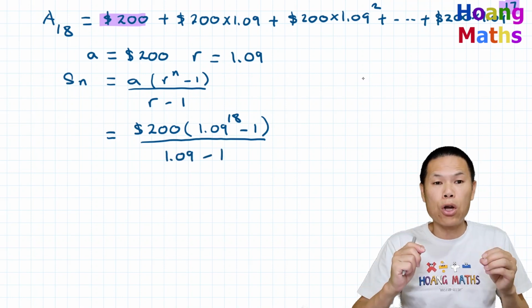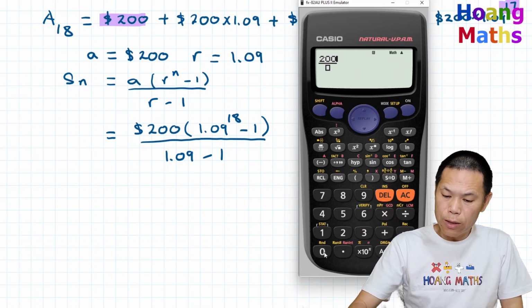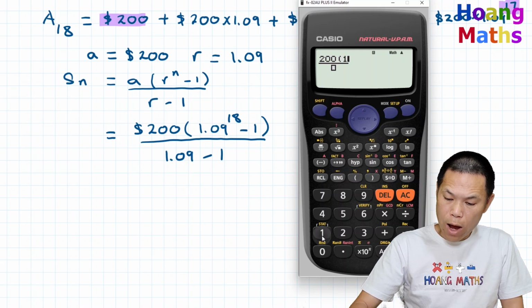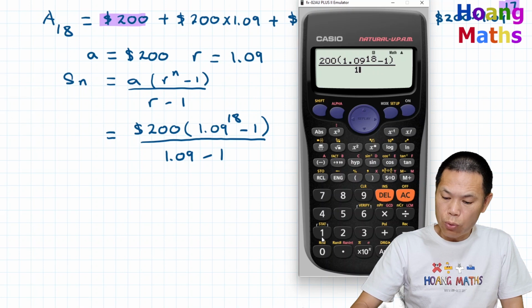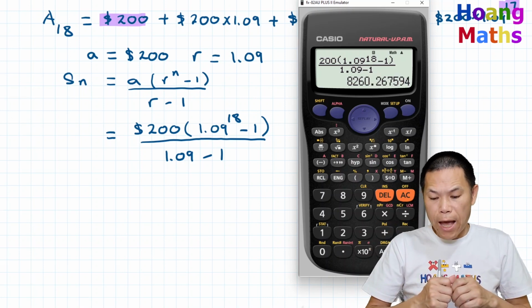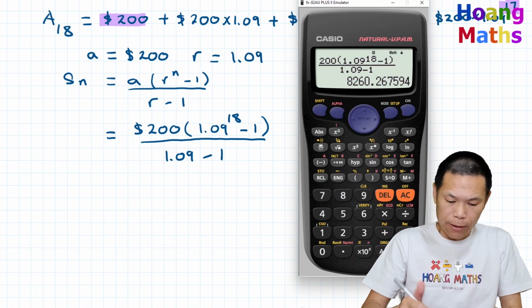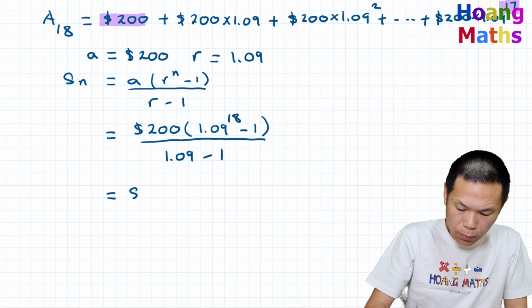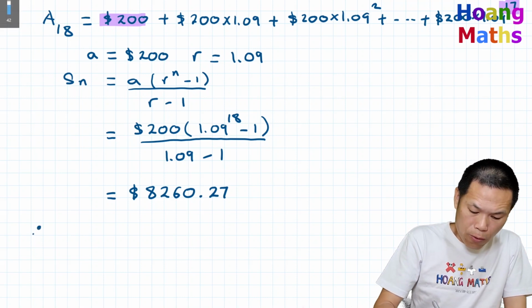So now I just put it on a calculator. I just go fractions, 200, brackets, 1.09 to the power of 18 minus 1, brackets, and then 1.09 minus 1. So there you go. $8,260.27.